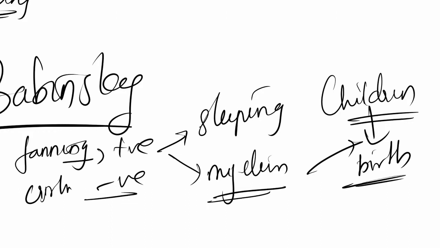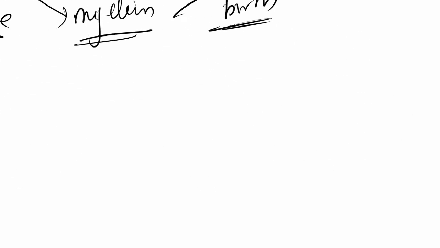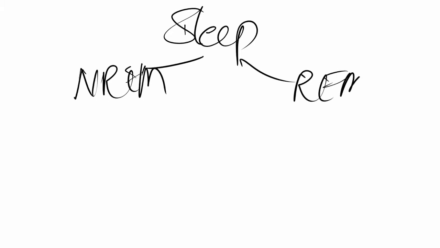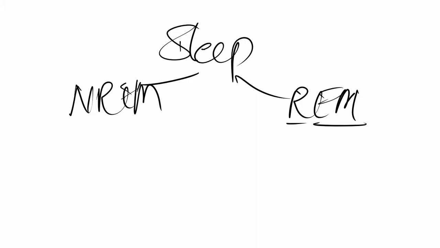This was all the introduction. Now we will go to the exact sleep physiology. Sleep is divided into two: you have NREM and you have REM sleep. EM is eye movement, rapid eye movement, and non-rapid eye movement sleep.